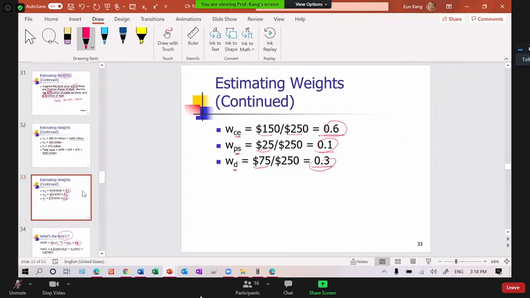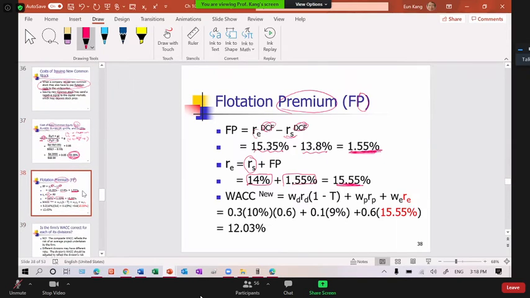So that plus flotation premium, then you get 15.55. So when you use your retained earnings, your cost of capital is 13.8. But when you issue new shares, the cost of equity will go up because what? You lose money. That is flotation cost. So your cost of equity becomes more expensive by 1.55%.